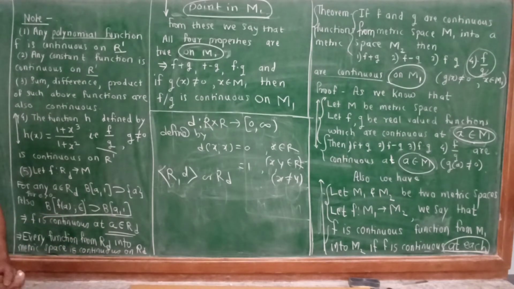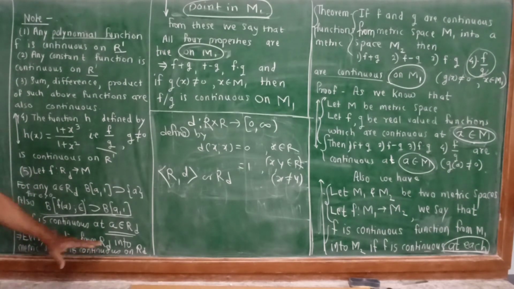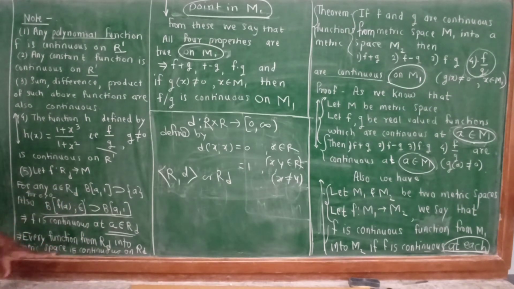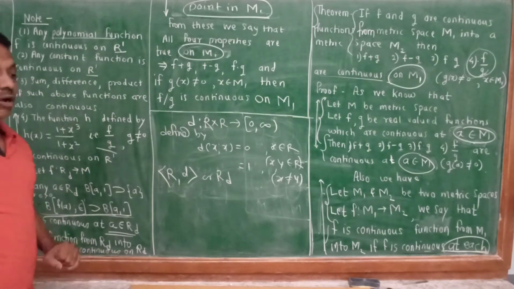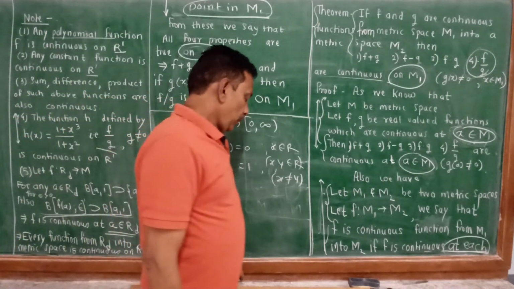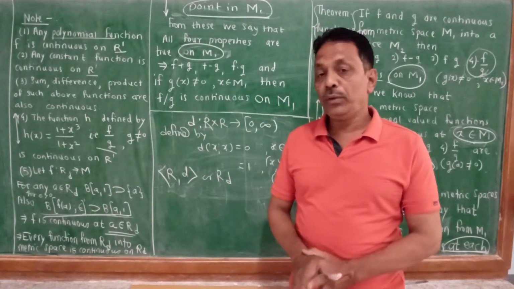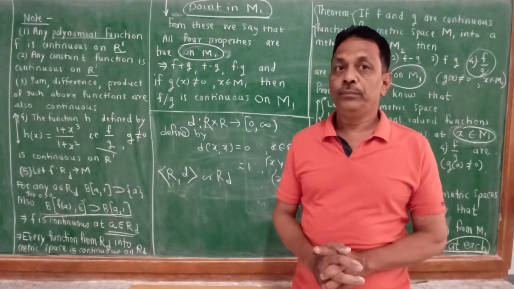What does it mean? If the function is like this from RD to M, for any a belongs to RD, that function is continuous at that a. In short, every function from RD into a metric space, that is every function from RD into M, is continuous on RD. This is the example about continuous functions.